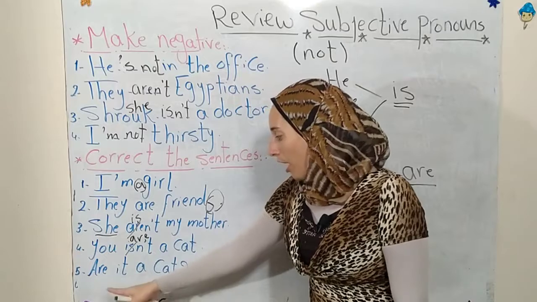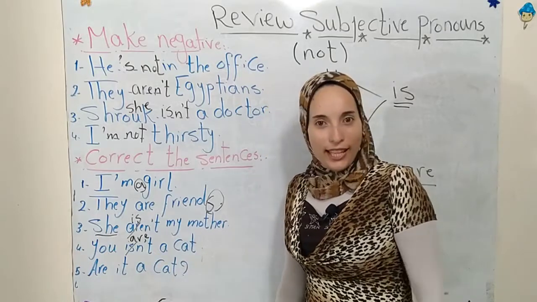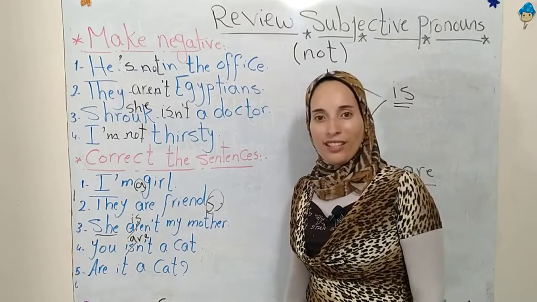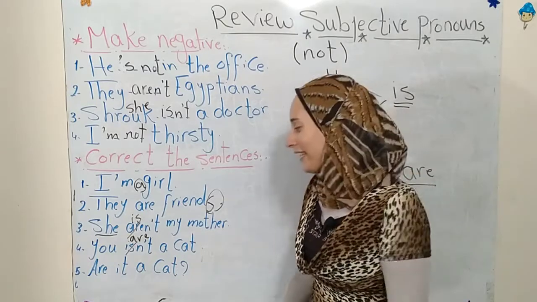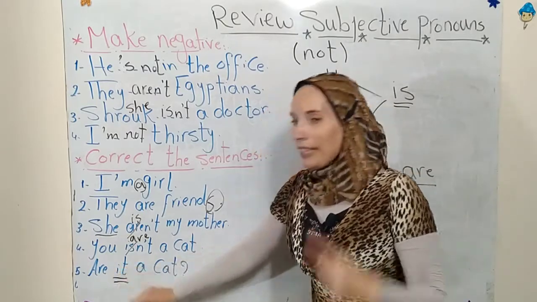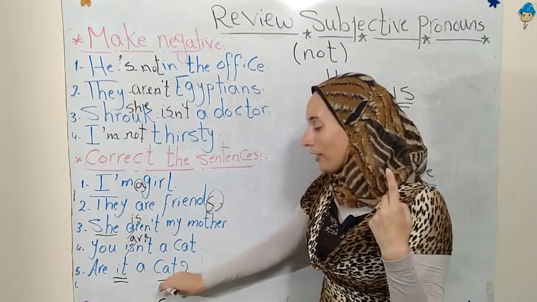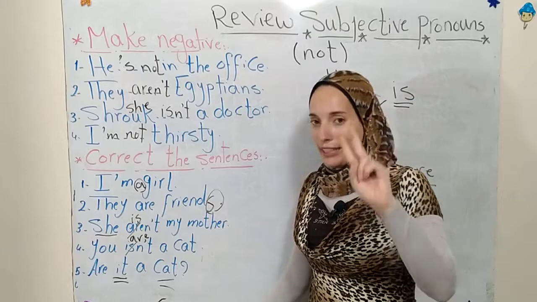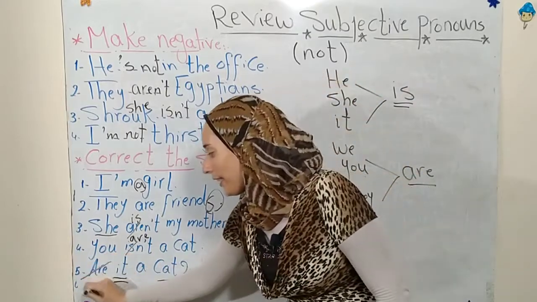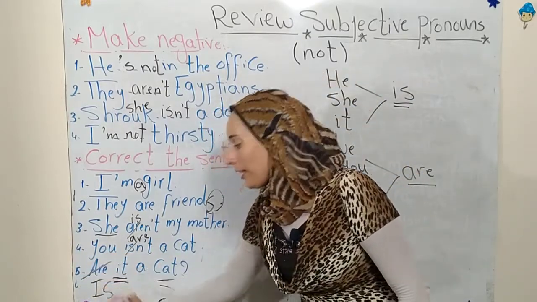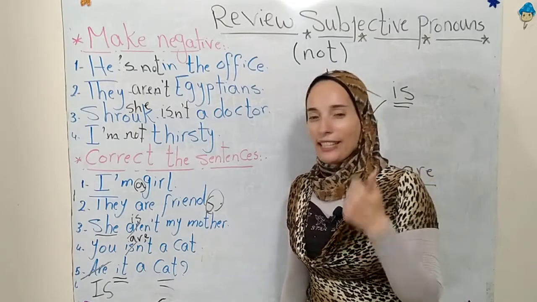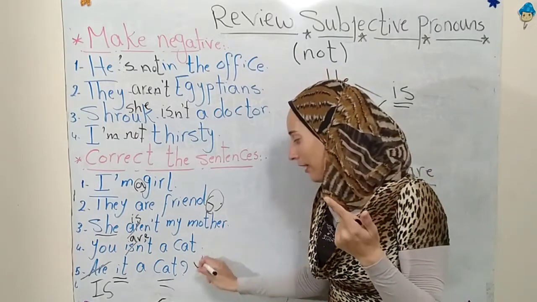Number 5: are it a cat? What's wrong here؟ برافو. Excellent. I have here it and I have here cat. just one cat وعندي الضمير اللي هو it، يعني عندي حاجتين يوضحوا لي تماما ان انا سؤالي هنا لازم يكون is it a cat؟ If I say yes I will say yes.